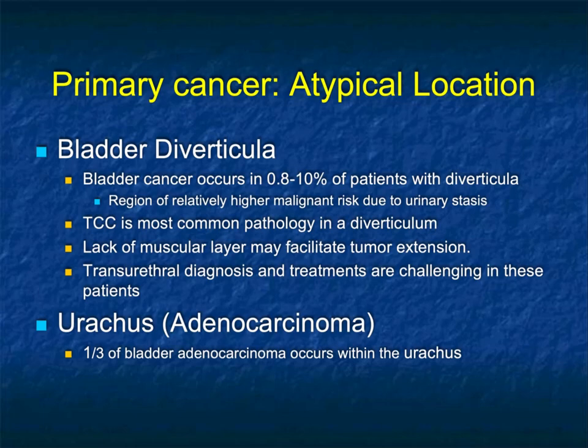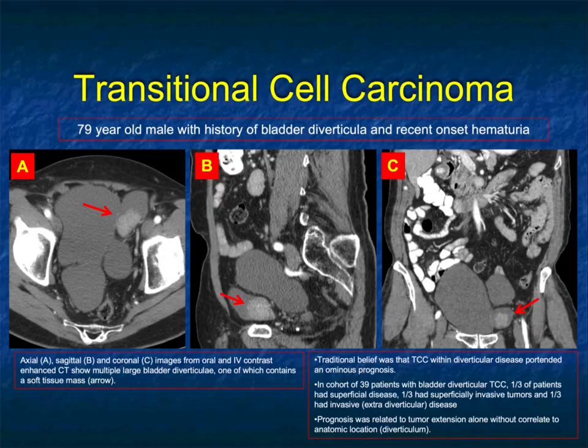So we talk about two unusual tumors in the bladder. One is cancer in a diverticulum, and one is urachal remnants, which is superior bladder, and that gives you adenocarcinoma. And we won't have time to really discuss that, but let me just show you a couple of examples.